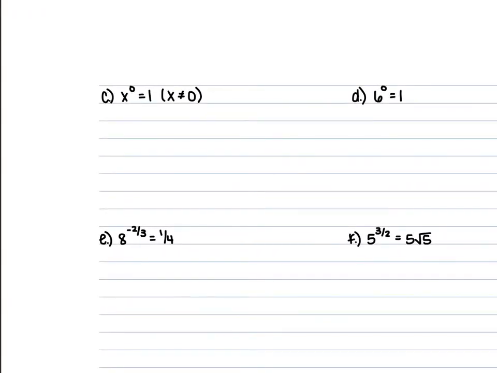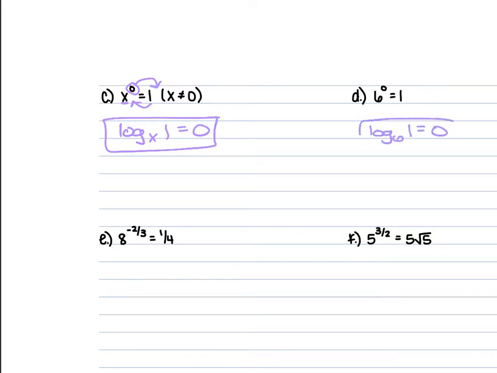For c, we have x to the power of 0 is equal to 1, where x is not equal to 0. So this would just be log x of 1 is equal to 0. The exponent goes to the answer, the answer becomes the whole number, and the big number becomes the base. For d, we have 6 to the power of 0 is equal to 1, so that's log 6 of 1 is equal to 0.